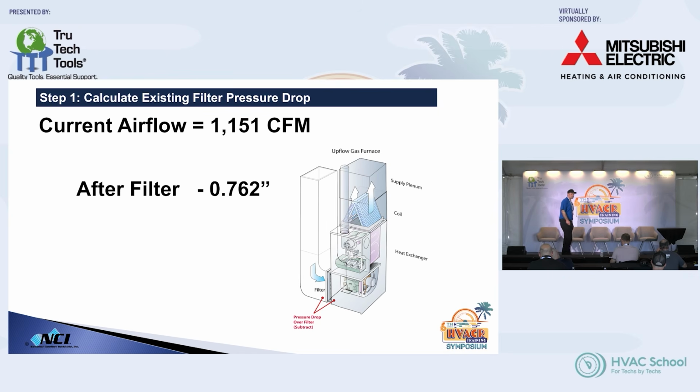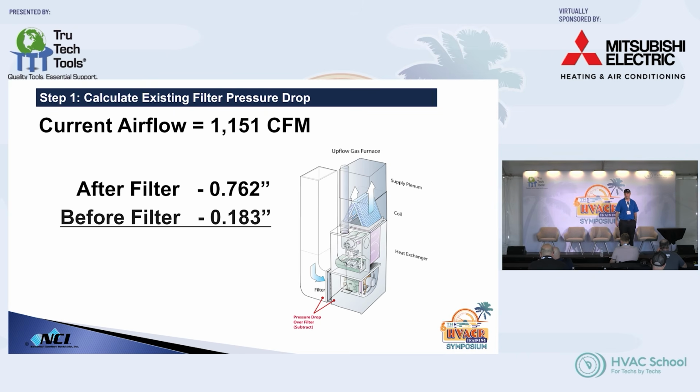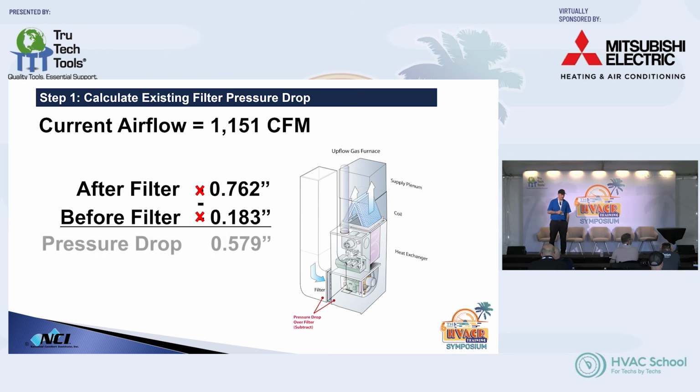So our after filter pressure is negative 0.762, okay? Our before filter pressure is negative 0.183. We deduct the two. One thing when you're figuring out pressure drop, TESP, it's absolute values. So you always want to get rid of the minus or plus sign, right? So our pressure drop on the filter is 0.579. That's a high pressure drop. Most systems are rated at a 1/2 inch, but that's not that uncommon. I see that very, very frequently. I've seen 16 by 20 by 1 inch filters on a 5-ton system.